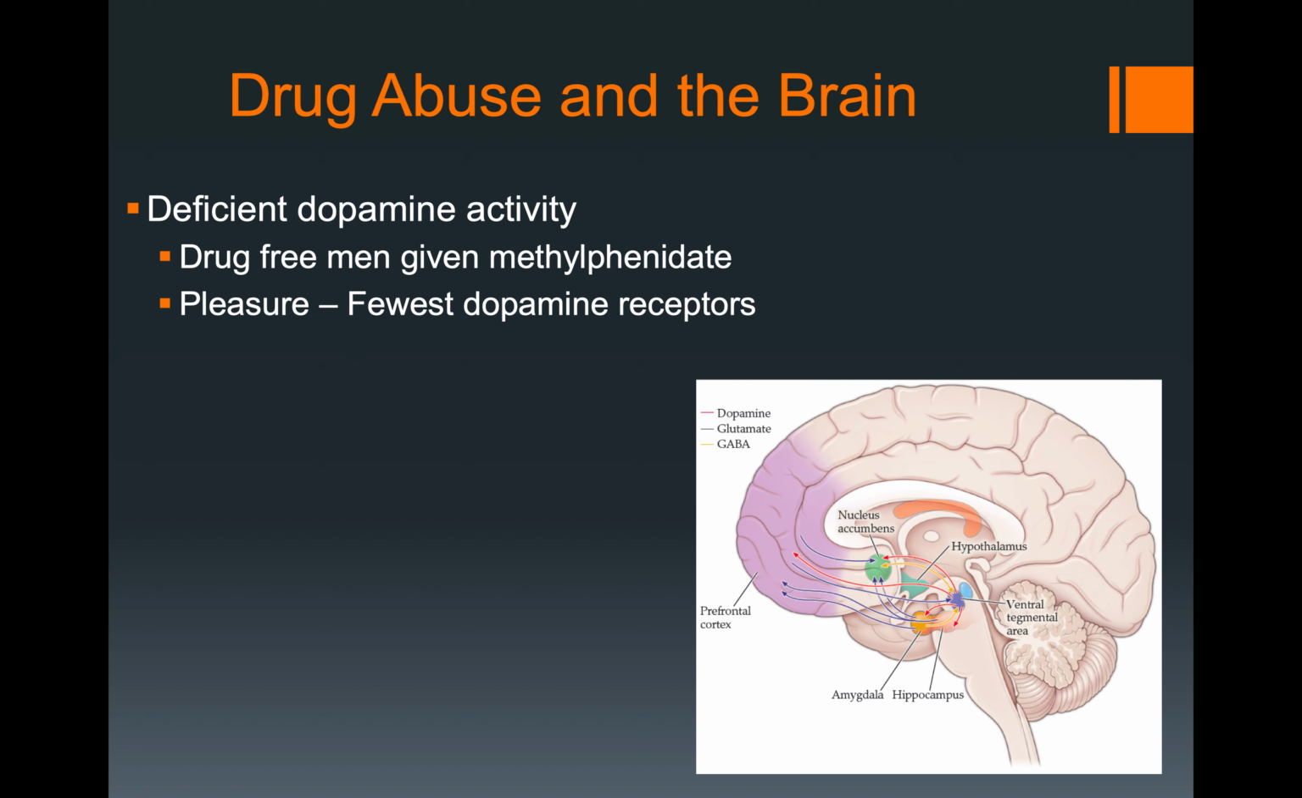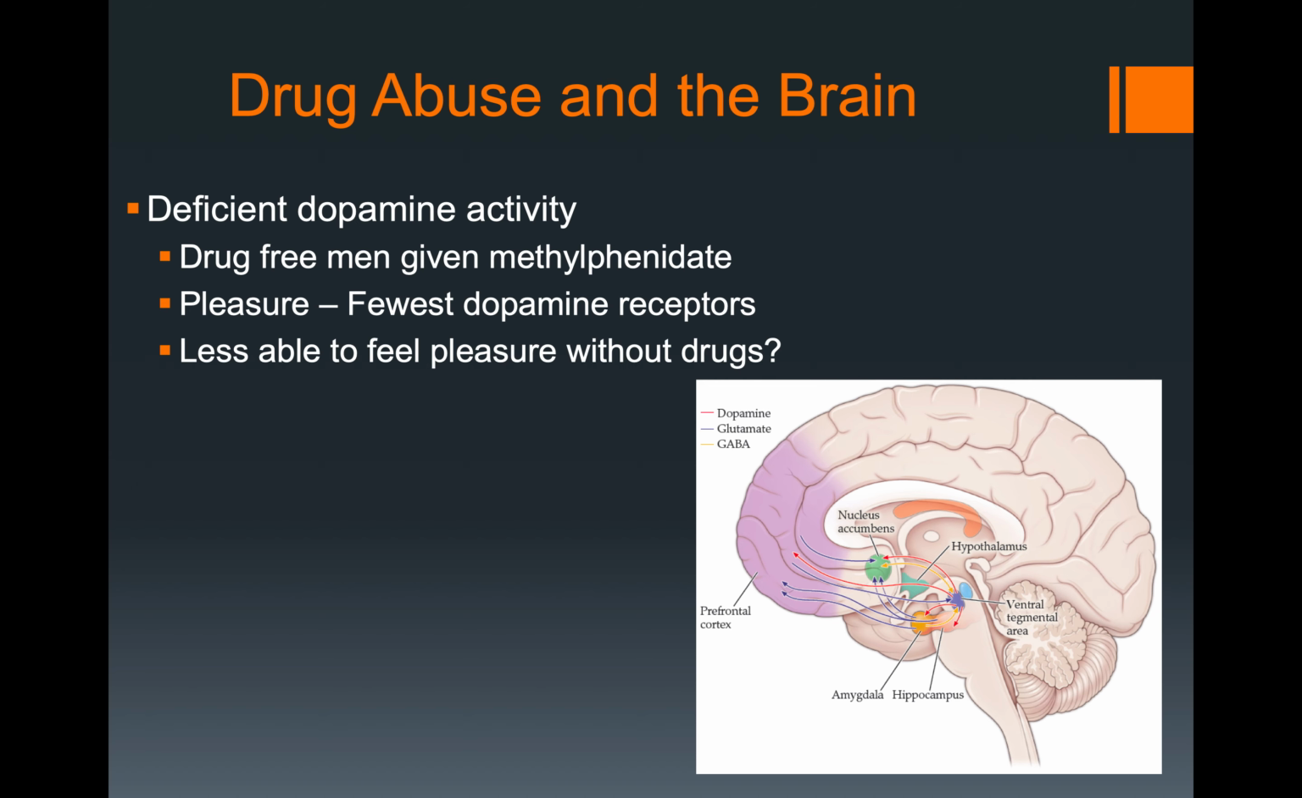One seems to be deficient dopamine activity. They did a study where they gave drug-free men, men who didn't abuse drugs, methylphenidate. This is actually Ritalin. It's a dopamine agonist. And they asked them how they felt. Some people felt neutral, some didn't like it, some did like it. The people who reported feeling pleasure had the fewest dopamine receptors in the group. So they had fewer dopamine receptors than the people who didn't really like it or felt neutral about it.